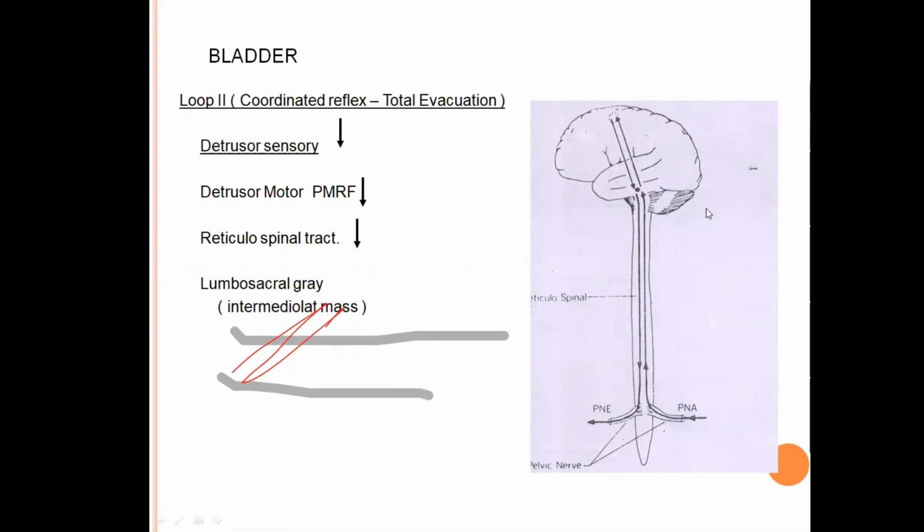Loop 2 is the most important one. This is a coordinated reflex which causes total evacuation. So from the pons, it goes down to the spinal cord. So there is a detrusor motor nucleus, reticulospinal tract, as I told you, the descending tracts, and then it goes to the lumbosacral gray, that is the parasympathetic S234.